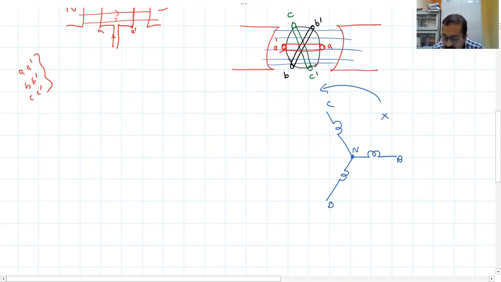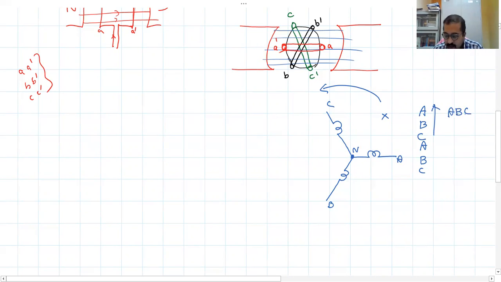Let X be the reference point. If all the three are moving simultaneously in anti-clockwise direction, which winding will reach point X first? First coil A will come. After 120-degree, coil B will come. Again, after another 120-degree, coil C will come, and that keeps on repeating, ABC and so on. So this is called ABC phase sequence.